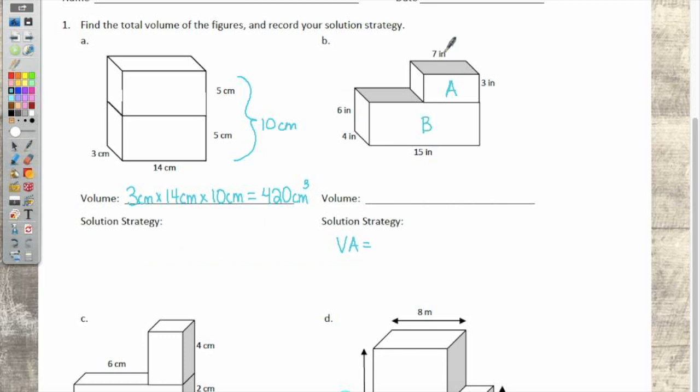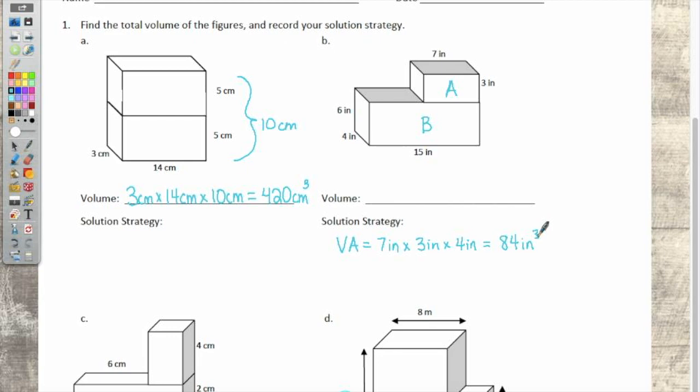So I've got 7 times 3, and how do I figure out this amount right here? Oh, I'm sorry, it's not there, it's the width. So 7 times 3 times the width, and the width is 4. So the volume of A is 7 inches times 3 inches times 4 inches, and that equals, you can do 21 times 4, which is 84 cubic inches. So that's the volume of A.